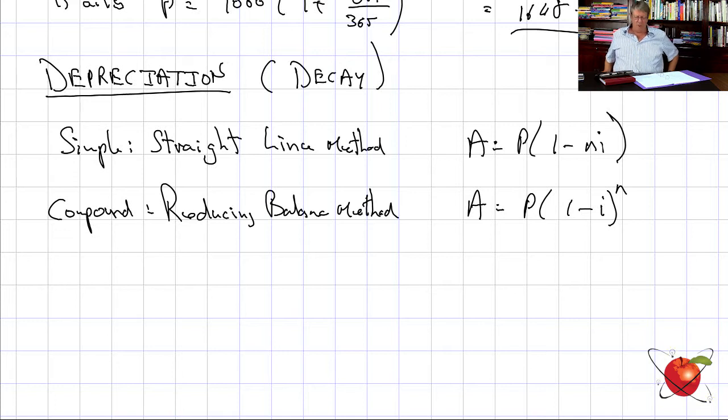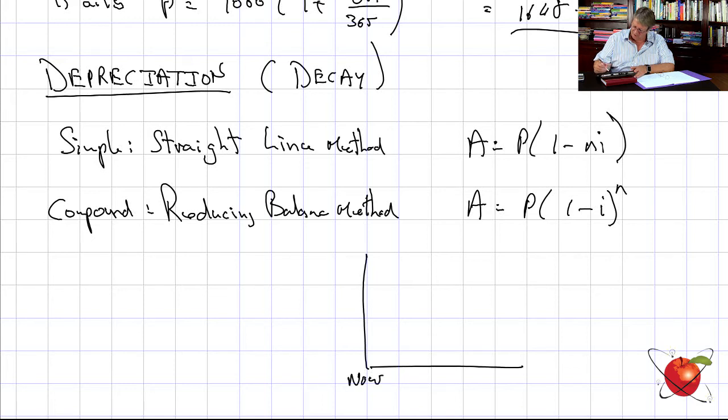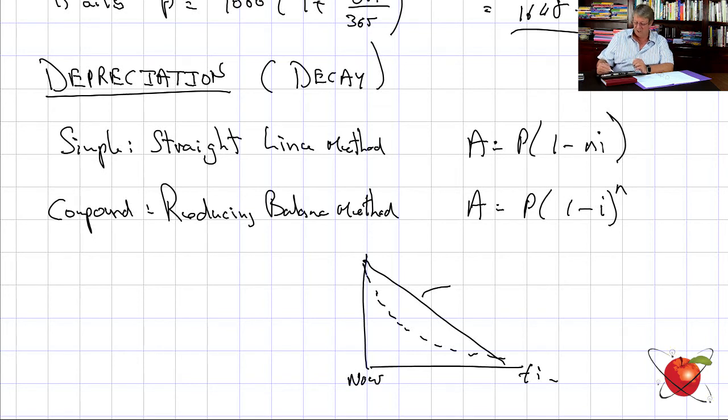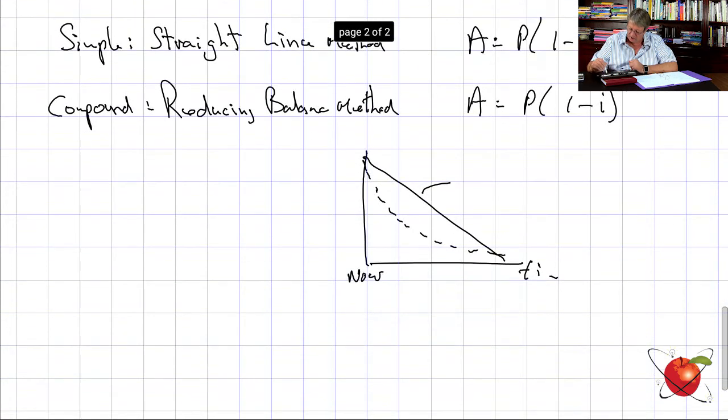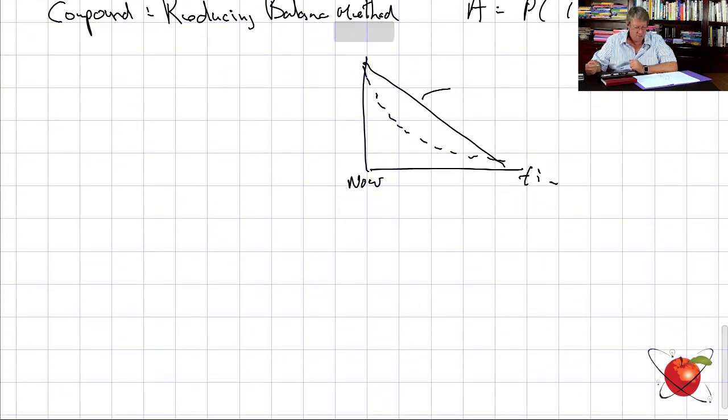Now, what are we saying? If we look at a graph of this, fundamentally, this is now, this is time. And a straight line does that. That's the straight line. The reducing balance does that, comes down like so. So the one is exponential, the other is a straight line. This one is your straight line. You can see it if you multiplied it out, which we're not going to do because I'm pretty sure you guys have done that plenty of times.